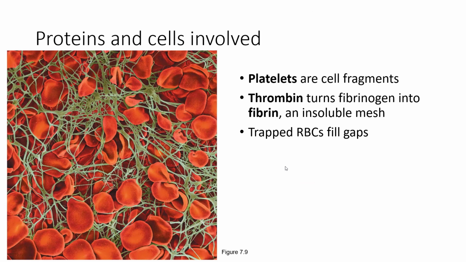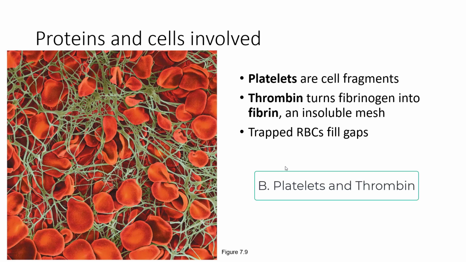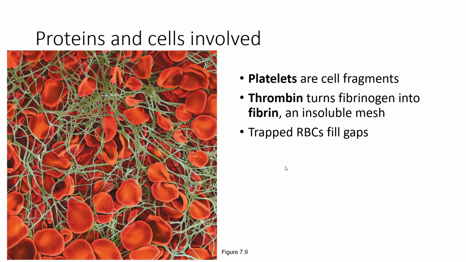Let's look more specifically. Here is a clot. We remember that platelets are cell fragments formed by megakaryoplasts that will fragment into small chunks of cells that will float in the plasma as platelets. Thrombin is an ever-present enzyme that is inactive except when cuts are made into the capillaries. This will turn fibrinogen, another protein that's constantly present, into fibrin, which is an insoluble mesh, and will make a net that will trap red blood cells, trap more platelets, and fill the gap with a bunch of trapped cells, kind of like an ultra traffic jam.